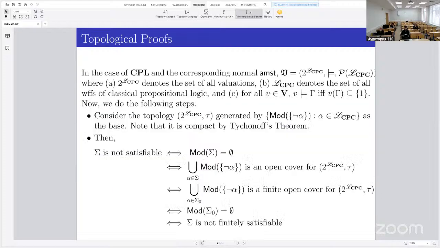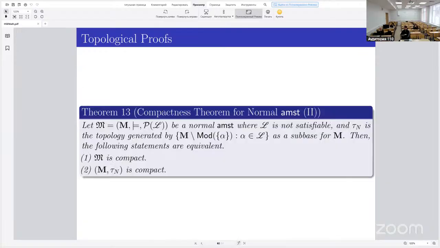Earlier the topology was generated by mod alpha taken as a base. Here, notice that in classical probability it is actually equal to v in 2 to the power this thing minus mod alpha. So in the general case, you do not have 2 to the power LPC, you have m. You take this, and this is precisely what particularizes to the example. But the only difference here is that earlier this was taken as base. Here this should be taken as subbase, and you have to use the Alexander subbase theorem to get this equivalence.